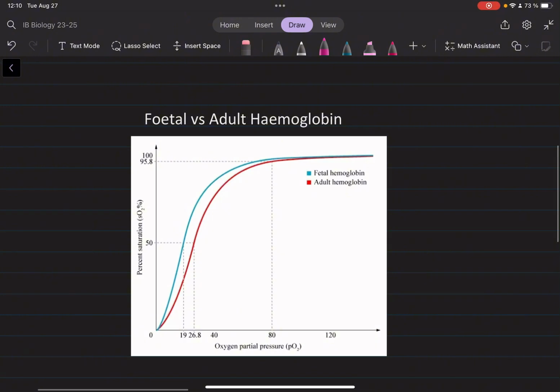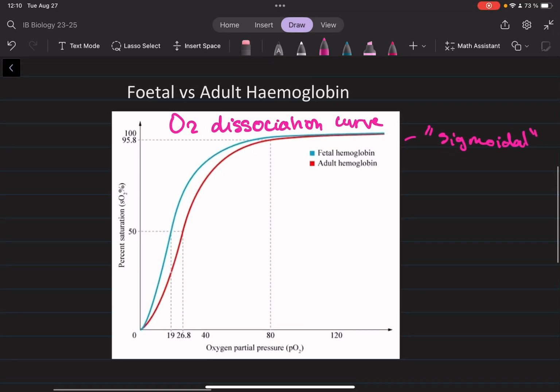So this graph is called an oxygen dissociation curve. And this curve is sigmoidal, which essentially means that it is an S-shaped curve. And what we can see from this graph is the percent saturation of oxygen based on the partial pressure of oxygen within the bloodstream.